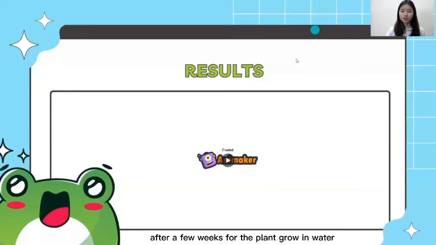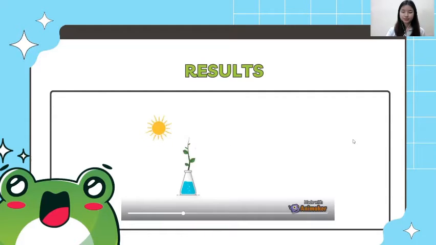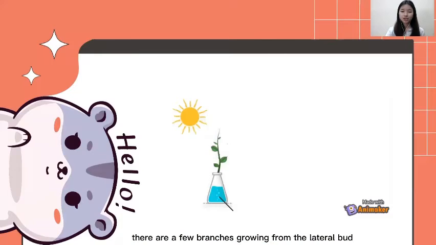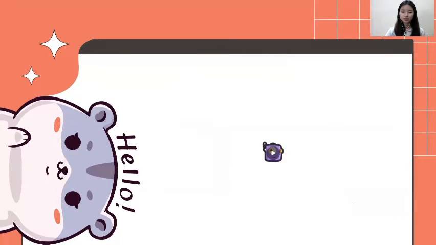After a few weeks for the plant grown in water, a tiny shoot grew from the lateral bark, which is shown in the video below. For the plant grown in cytokinin, we observe that a few branches grew from the lateral bark at the end of the experiment, and this is shown in the video below.